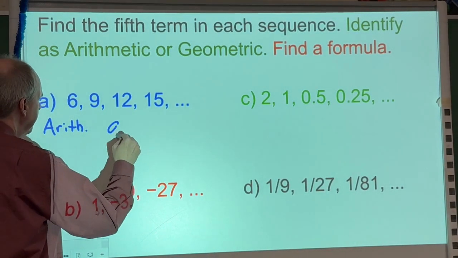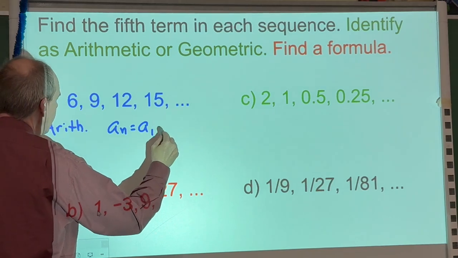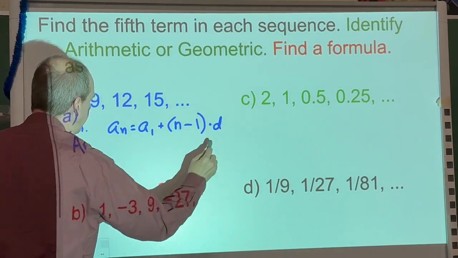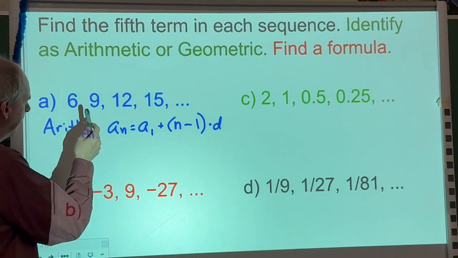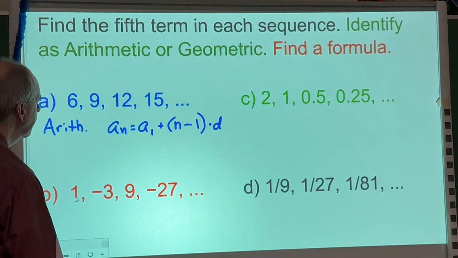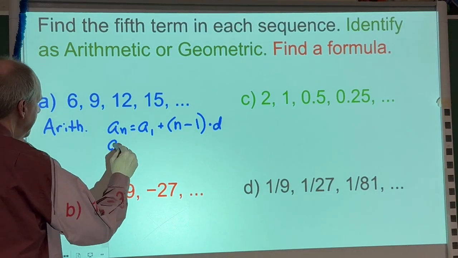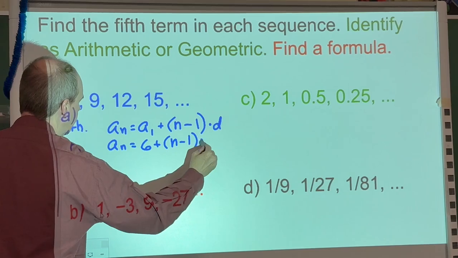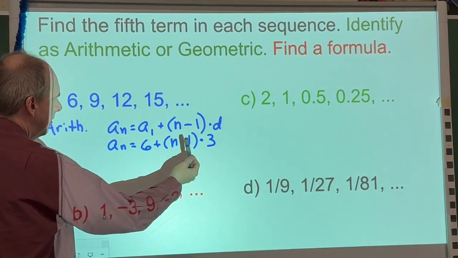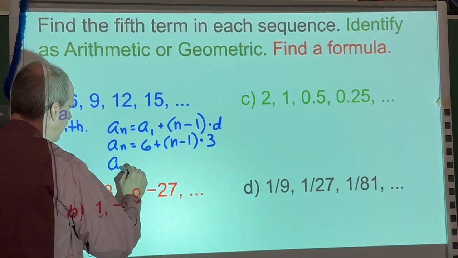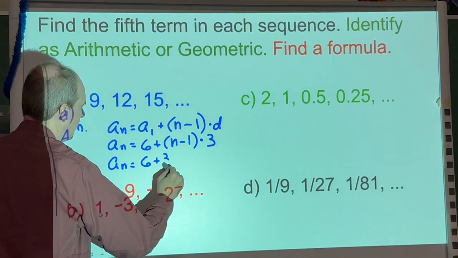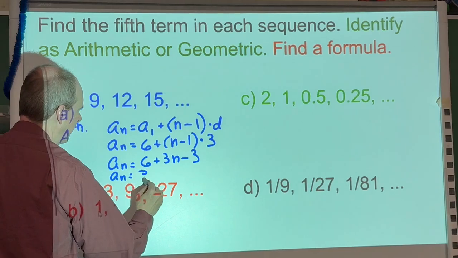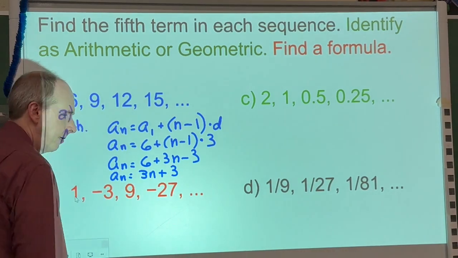Our formula, a sub n equals a sub 1 plus n minus 1 times d. Our common difference is 3: we're adding 3, adding 3, adding 3. A sub 1 is our first term, 6, plus n minus 1 times 3. Multiplying 3 times n, 3 times 1. So my final formula is 3n plus 3.